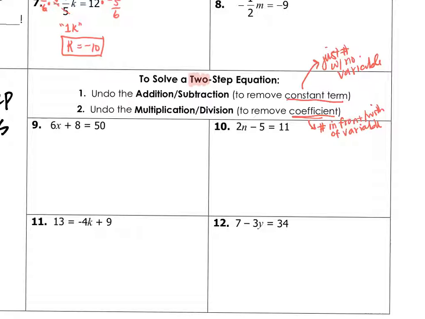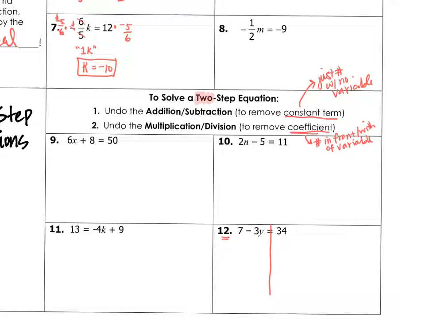Okay, so looking at 12 here, I see my variable on my left side, and I see my constant of +7. I'm going to zero that out by subtracting 7. So that will make 0, or 0 minus 3y, which is simply -3y, and that's equal to 27. Now I'll divide both sides by -3 to get that y is equal to -9. Now these are all self-checking. You can take that -9 and plug it right back in. Follow the order of operations to make sure you get 34.